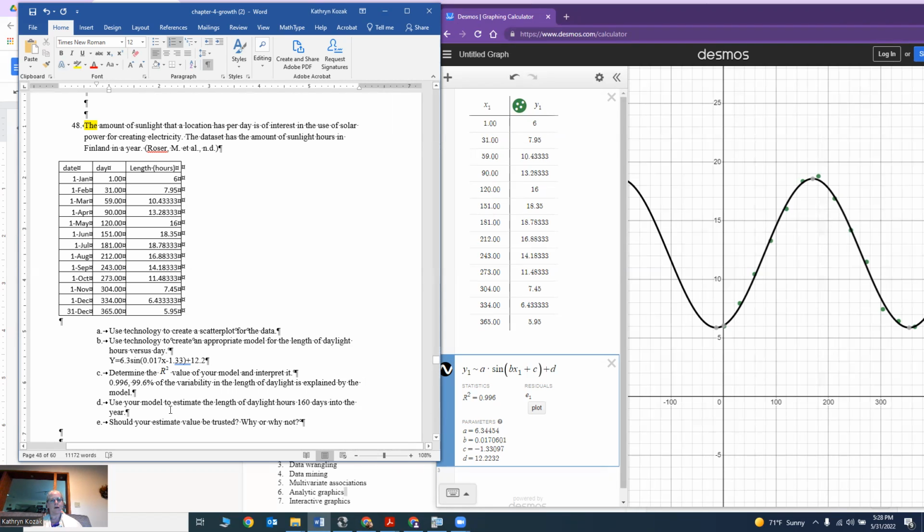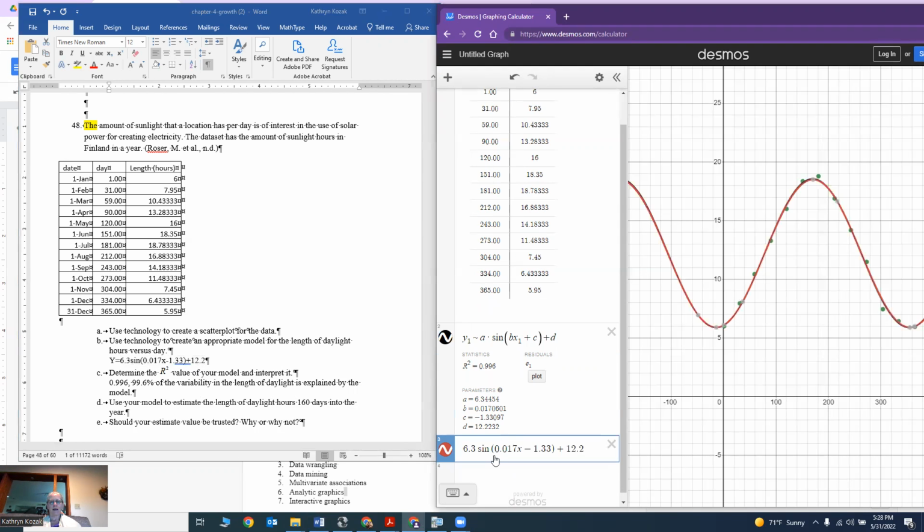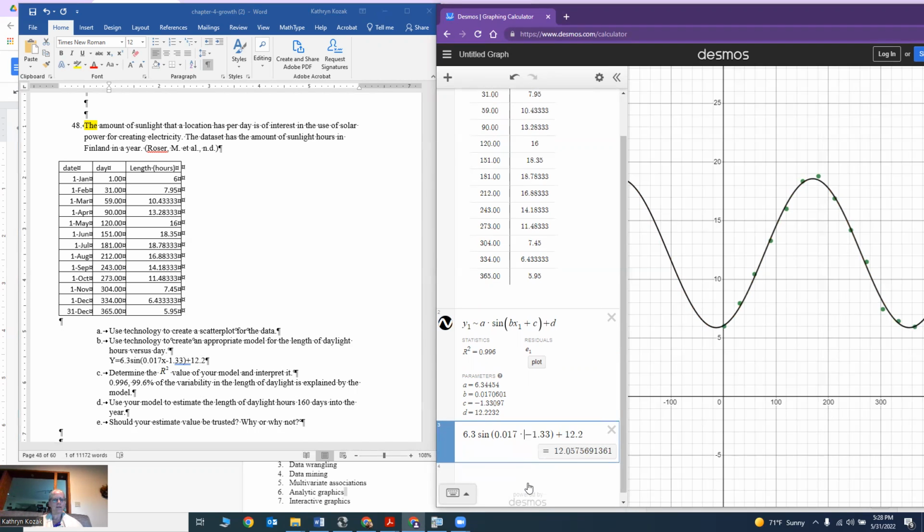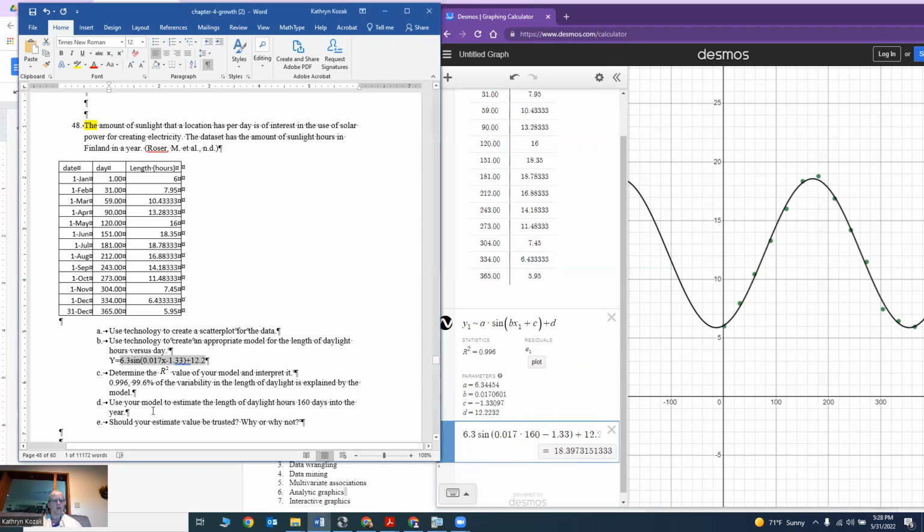I then would like to use the model to estimate the daylight hours 160 days into the year. I can copy the equation I just typed in, or you can type it into Desmos or your calculator, and paste it in here. I do want to change my X to the X value I have, which is 160 days. So I'll put in my X value of 160. It tells me it's 18.4. So I now know that there are 18.4 hours of daylight 160 days into the year.